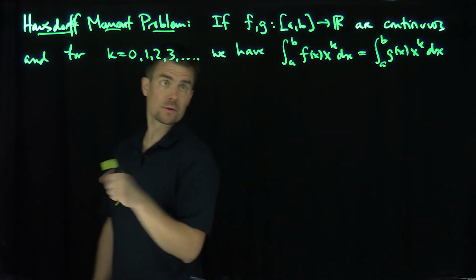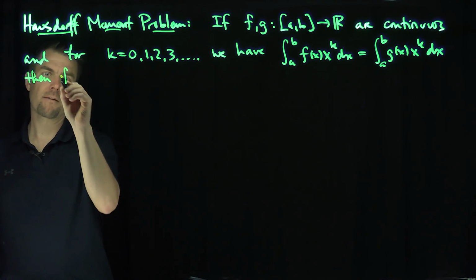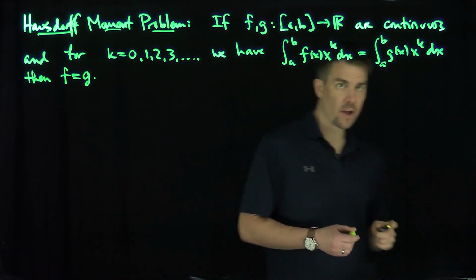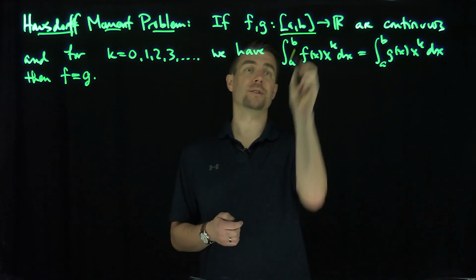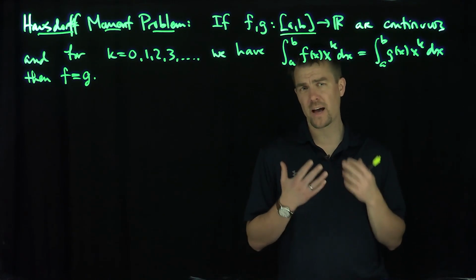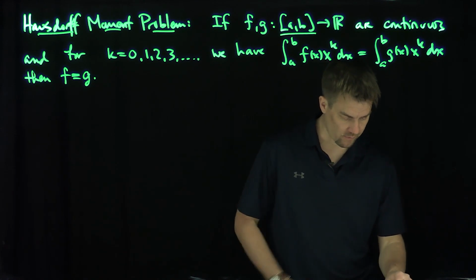If this is true for continuous functions for every k, then f has to be identically equal to g. Okay, excellent. Now, it's important that this region over here is compact, right? If it's an infinite region, I can construct an example of a non-zero continuous function that has 0 moments for every value.